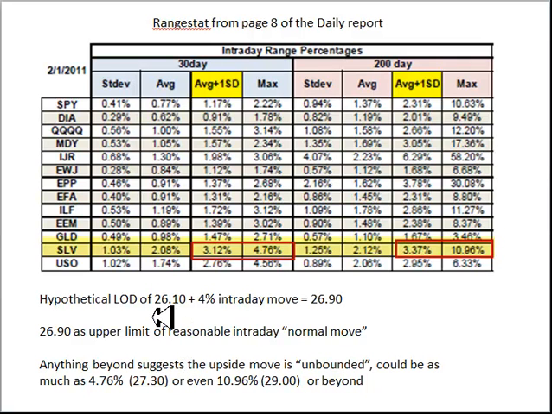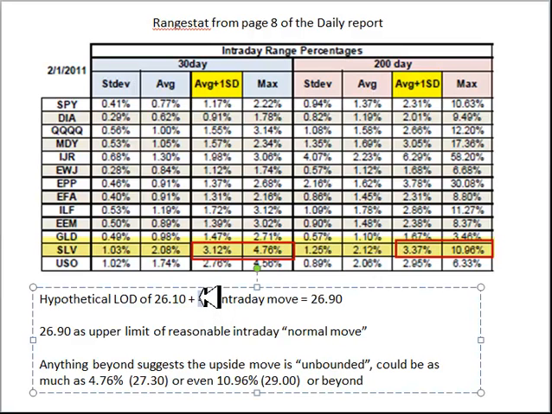So if we take that hypothetical low of the day at 26.10 on the initial candle, and then we add, I'm sorry, that should read a 3% move, a 3% intraday move plus that 26.10 brings us to 26.90.